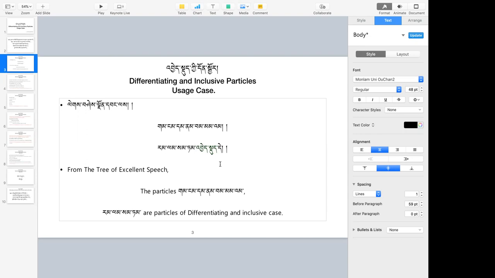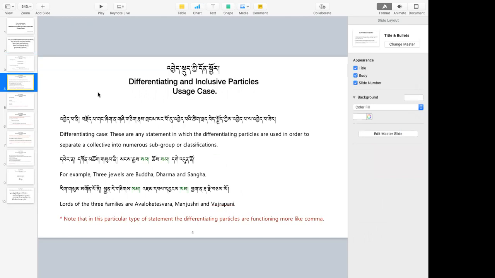Okay, from the Tree of Excellent Speech, the particles kam, ngam, tam, nam, pam, mam, hum, ram, lam, sam, tam are particles of differentiating and inclusive case. So here we notice these two, which can be understood as the usage case, the direct usage case, the differentiating and the inclusive case. So therefore, we have two direct usage cases, differentiating case and inclusive case.